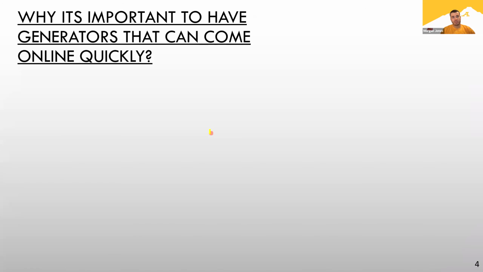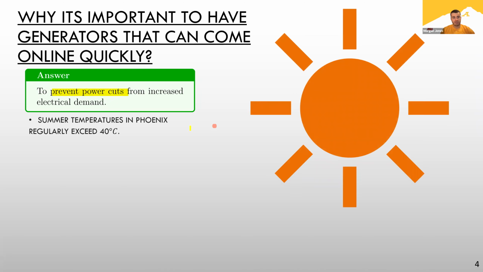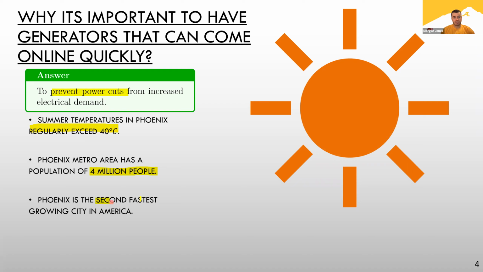So why is it important to have generators that can come online quickly? Well, the answer is to prevent power cuts due to increased electrical demand. As a case study in Phoenix, the temperature regularly exceeds 40 degrees Celsius. There's over 4 million people in the Phoenix metro area. It's the second fastest growing city in America. Over 20% of the residents are elderly.